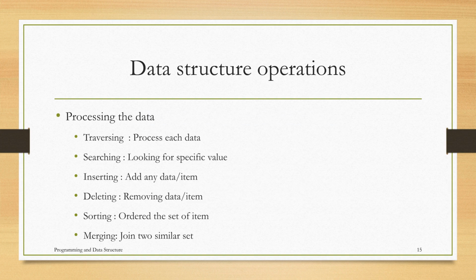Common data structure operations involve processing data. These include traversing each item, searching for specific values, inserting new data, deleting items, sorting, and merging two similar sets.